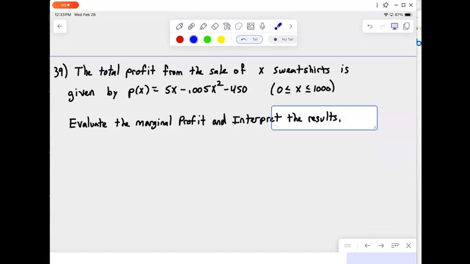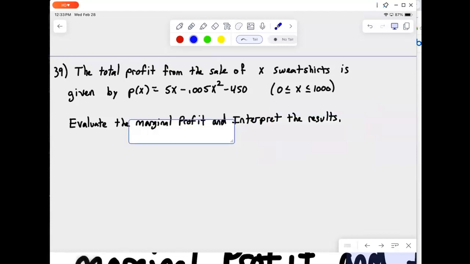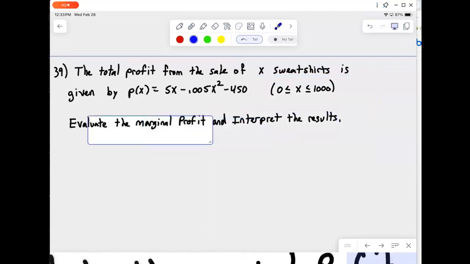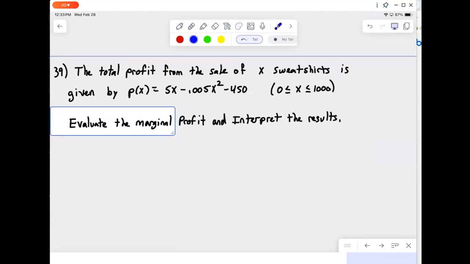Okay, so let's take a look at this problem now, an application problem. In this problem, we read that the total profit from the sale of x sweatshirts is given by this formula here: P(x) = 5x - 0.005x² - 450. This formula is valid for selling between 0 and 1,000 sweatshirts. We're asked to evaluate the marginal profit and then interpret the results.